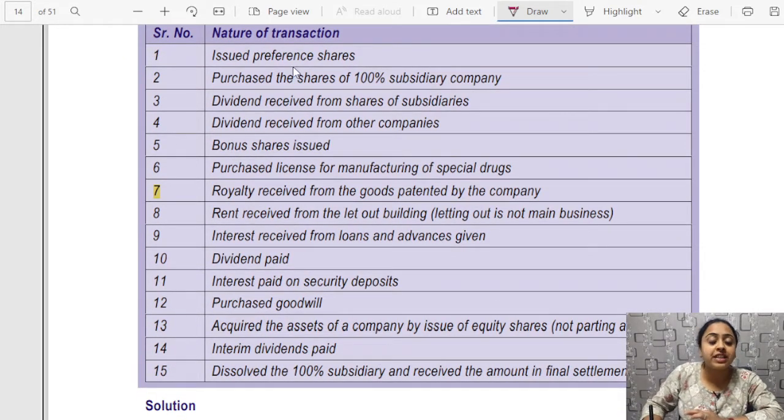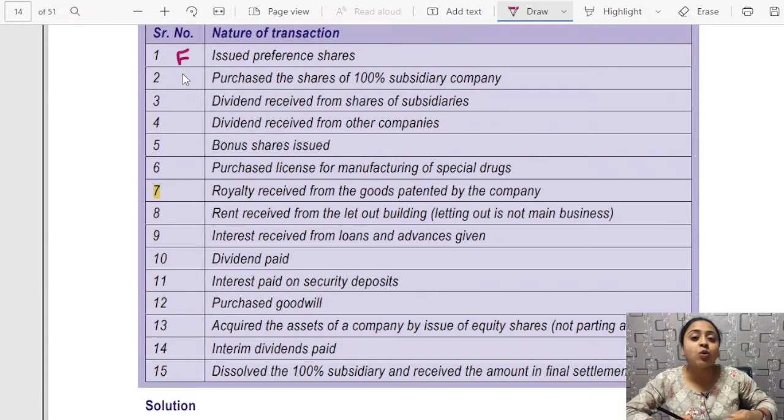Issued preference shares. You are issuing shares, and in return of that, you are receiving cash. So this is financing activity. You are issuing shares, this is always financing activity. You are issuing preference shares for sourcing, this is a source of finance for the company.